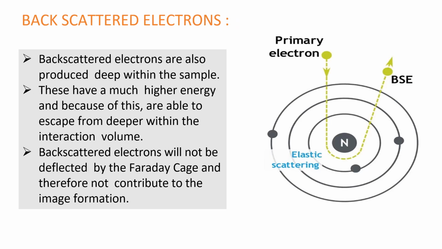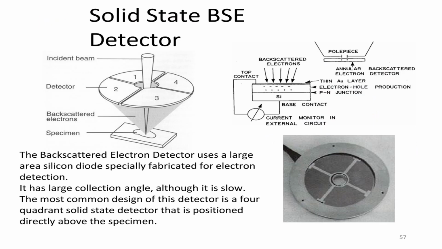Second is backscattered electrons. Backscattered electrons are used for providing information on the surface composition. Backscattered electrons are also produced deep within the sample. They have much higher energy and because of this, they are able to escape from deeper within the interaction volume. Backscattered electrons will not be deflected by the Faraday cage and therefore do not contribute to the image formation.